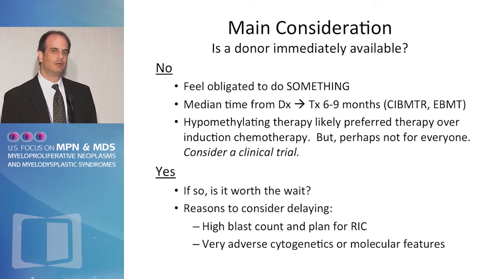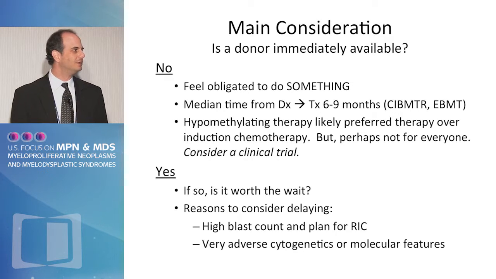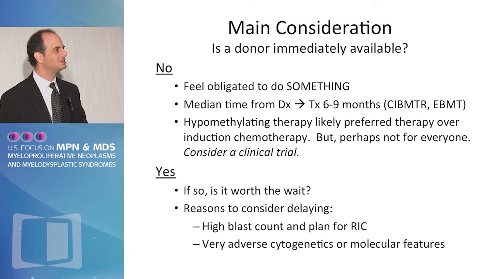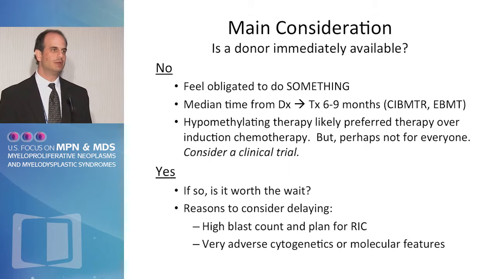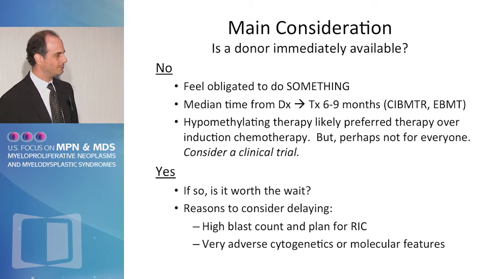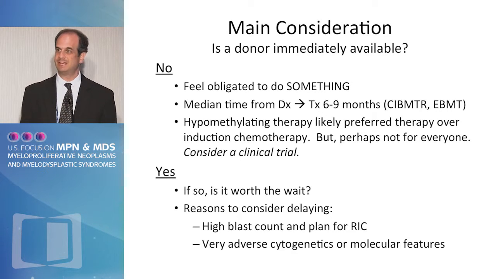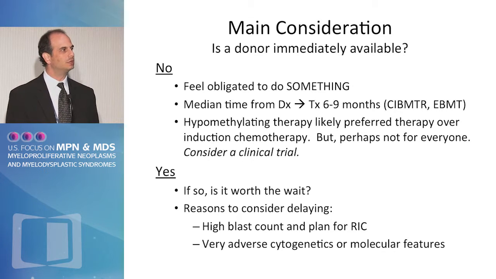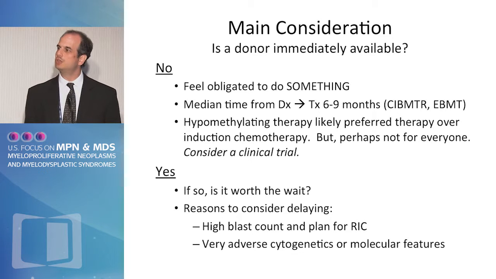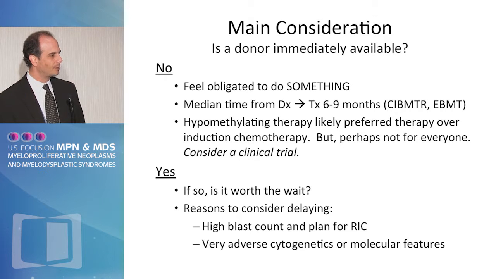If a donor is not immediately available, most of us have this gut-wrenching obligation feeling to do something, that it's just not right to sit on this MDS patient and watch them progress, watch their blast count go up. And that's generally what makes us feel we need to do something. We know that the median time from diagnosis to transplantation in those who get a transplant is somewhere between 6 and 9 months, depending on whether you look at the American or the European data. So there, you do have time to do something and to impact this patient's outcome.